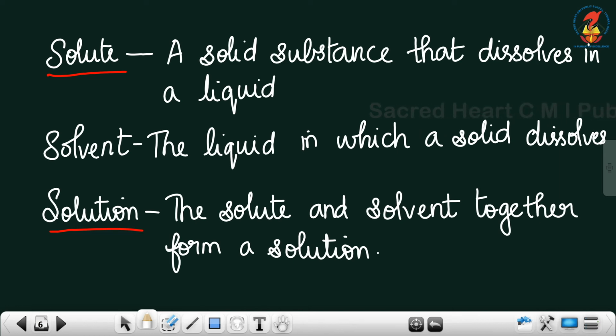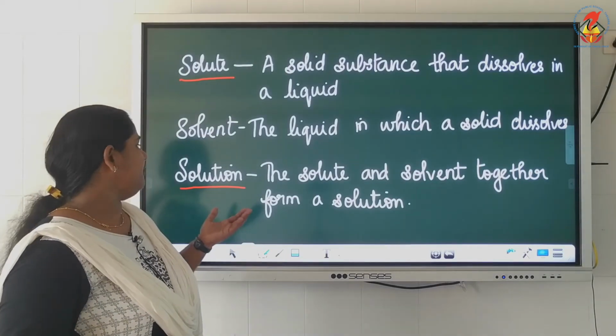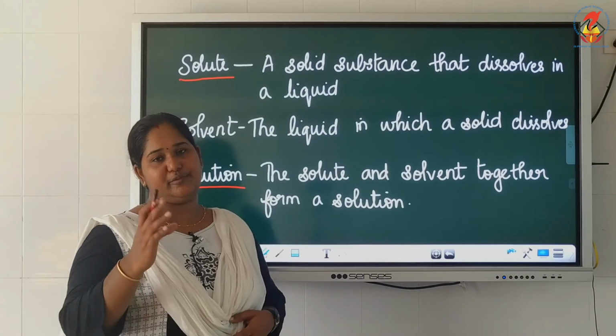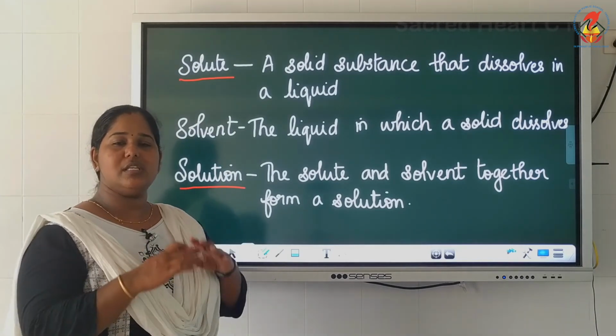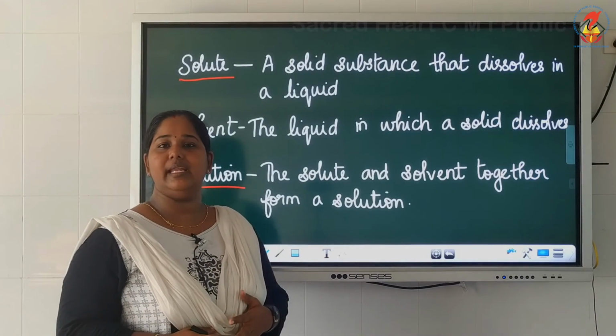Solvent means the liquid in which a solid is dissolved. That means water or any other liquid, and water is called a universal solvent because it dissolves almost all things around us. So it is called a universal solvent. So mainly the solvent will be water, okay, in most of the cases. And the third one, solution, the solvent and solute together form the solution. Okay, you can find out different examples from your home. Try to find out at least 5 examples from your home and note it down in your book. Okay, so this is all about dissolving solids in water.